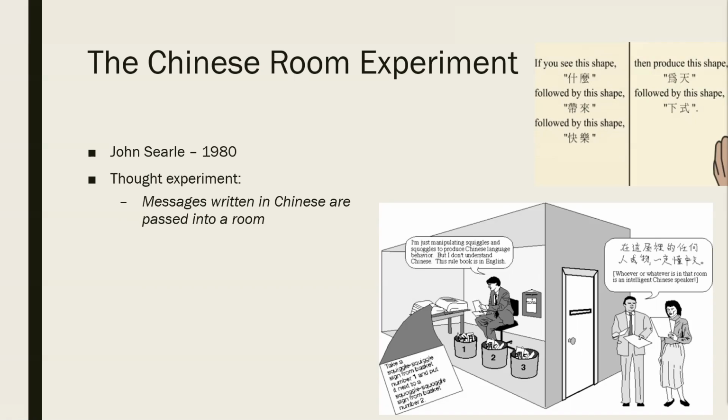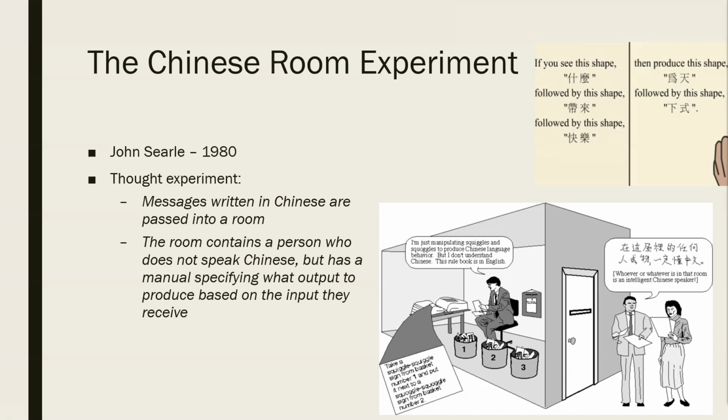There is a room with a door with a little slot in it, as you can see on the figure on the bottom right here. You can write messages in the Chinese language onto a piece of paper and pass it into this room. Inside this room, there is a person who does not speak Chinese, but has a large manual with a large set of instructions telling him how to respond based on what he receives in the slot in the door. An instruction might look something like the image in the top right here: if you see these shapes followed by these shapes, then produce these other shapes.